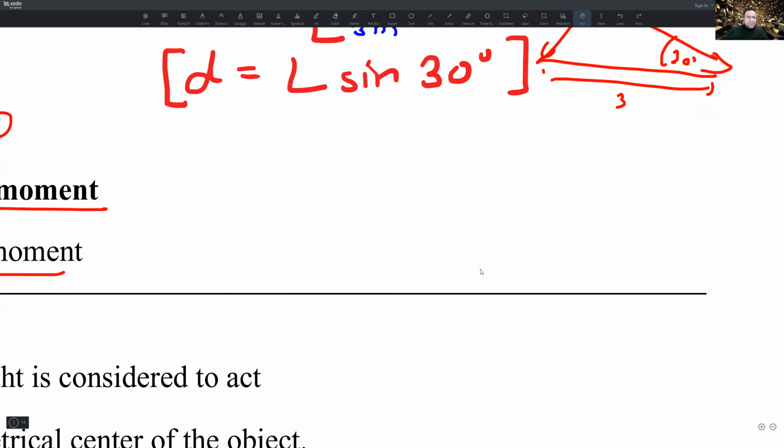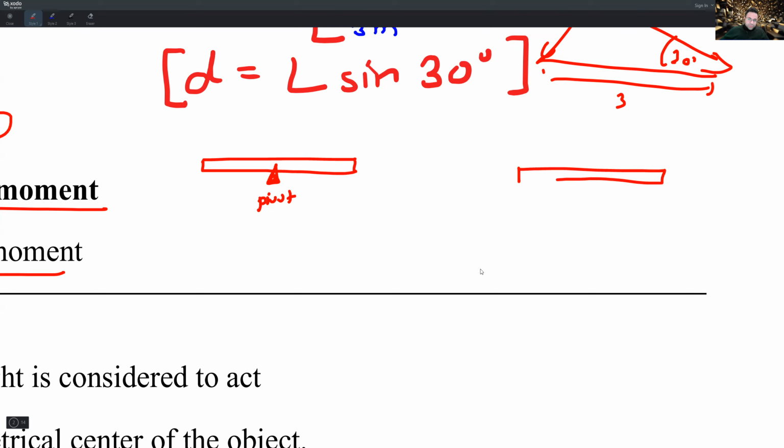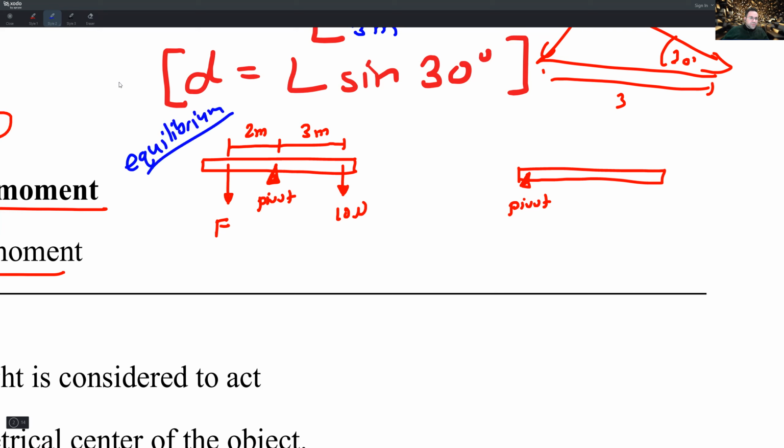What do I mean? Here's a very simple, very common example. They give me a beam, like a bar, a ruler, anything. It has a pivot, usually in the center, but sometimes the pivot can be at the side. That's completely normal. I'll show you the same example twice. First, a force downwards on the right of 10 newtons at a distance of 3 meters, as we said earlier. And then another force downwards, called F, at a distance of 2 meters. A very common question is the examiner telling you this is in equilibrium. Find F.